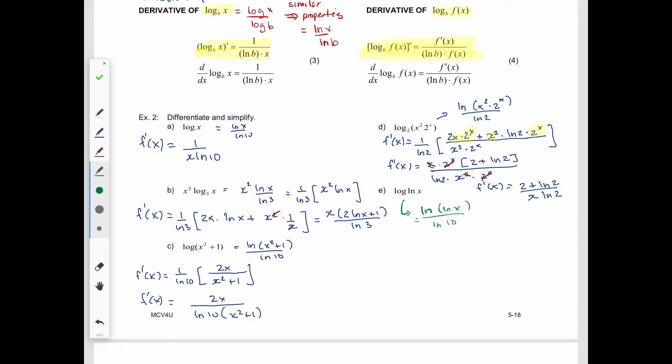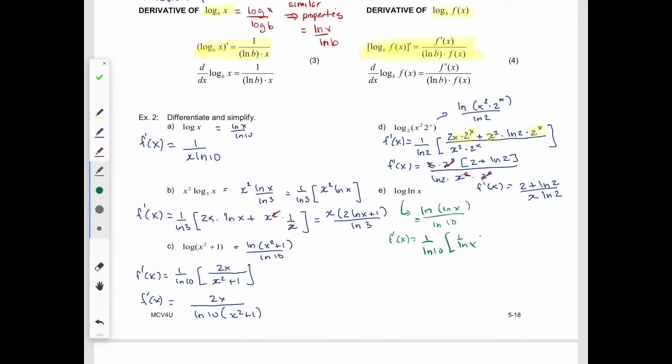So if I do that, I know that my 1 over ln of 10 is my constant. I can take that out. So if I do f prime of x, I have my 1 over ln of 10. Now the derivative of ln of x can be 1 over ln of x, right?